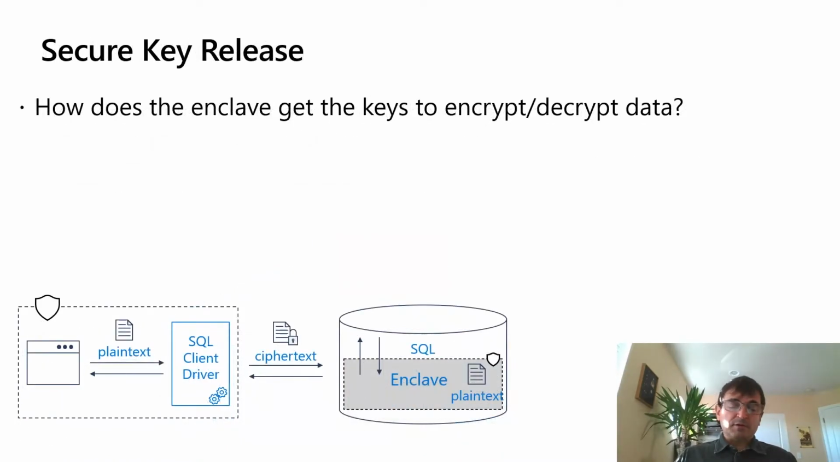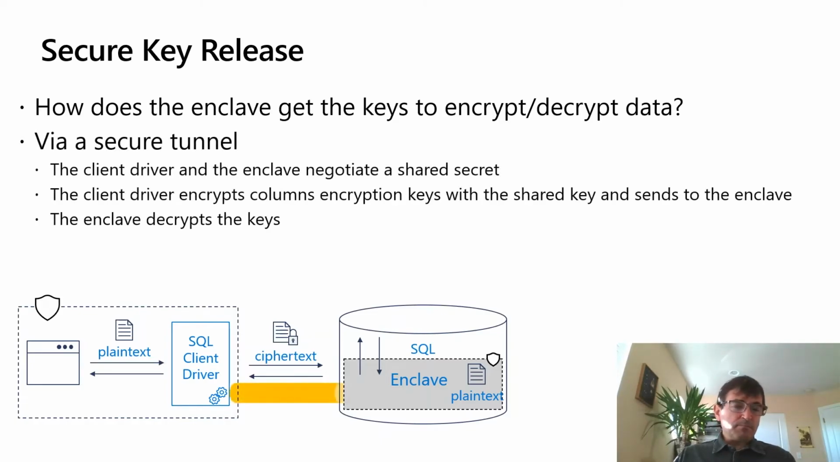The other challenge that we had to address in the design of Always Encrypted with Secure Enclaves is how to hydrate the enclave with the right keys. As I mentioned earlier, SQL Server doesn't hold the column encryption keys that protect encrypted columns, but I also mentioned that the enclave in this design needs to decrypt the data so that it has access to plain text to support rich queries, for example. So how does the enclave get the keys?